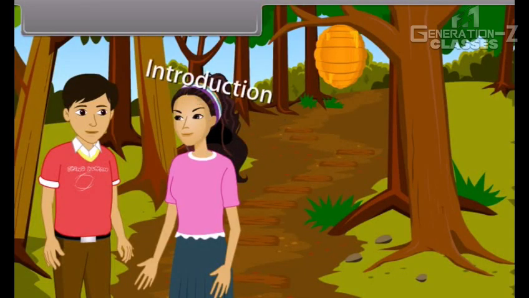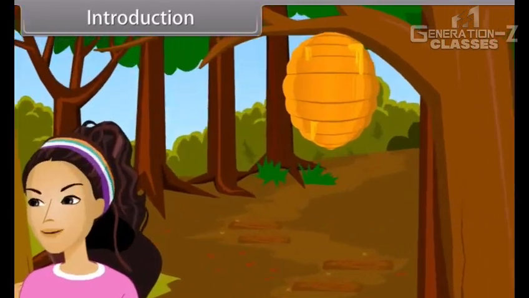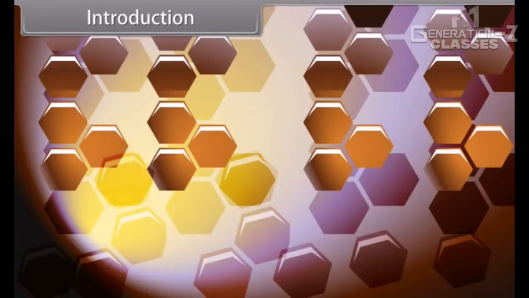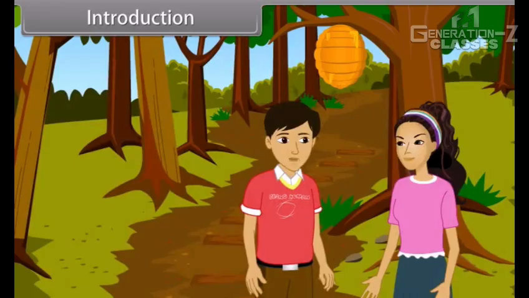Introduction. See those holes on the honeycomb? Yeah, how beautifully the bees make honeycomb. Have you noticed the holes in that? They're in a pattern. Hey, yes, they form a pattern. In nature we can find so many things with patterns.